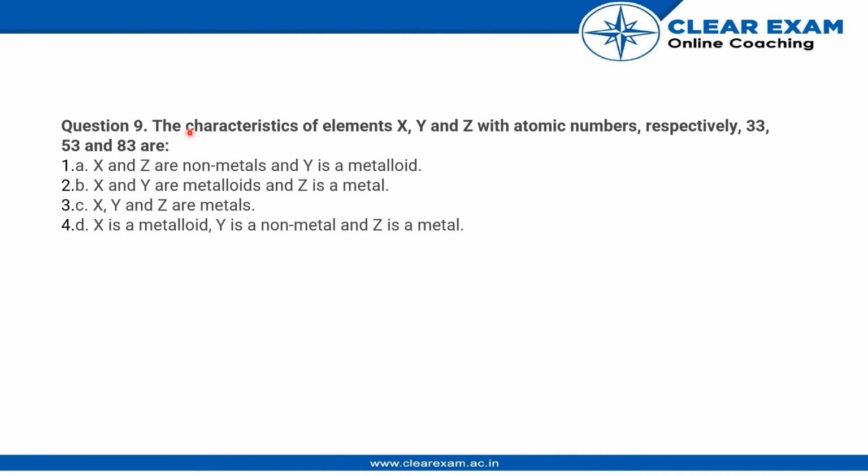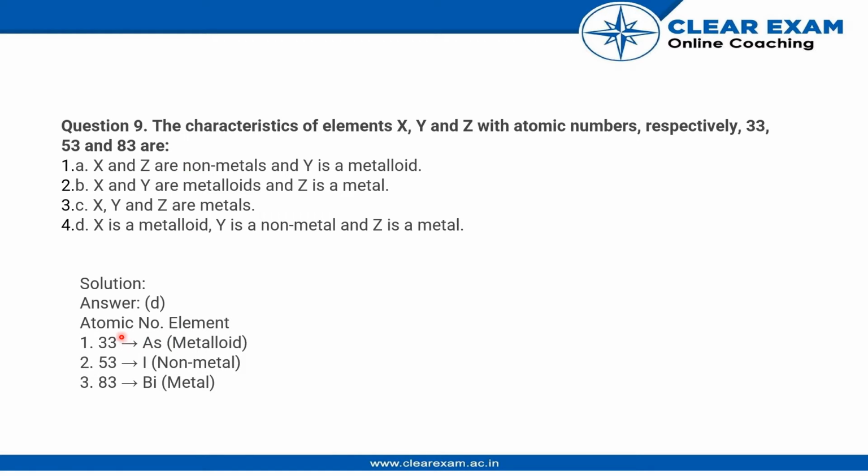The question says the characteristics of elements X, Y and Z with atomic numbers respectively 33, 53 and 83 are. So we have the atomic number of the element. From that we can find out what element that is, and from that we can say if it is a metalloid, non-metal or metal. So for 33 we have arsenic over here, which is a metalloid. Then moving on, we have X as a metalloid.